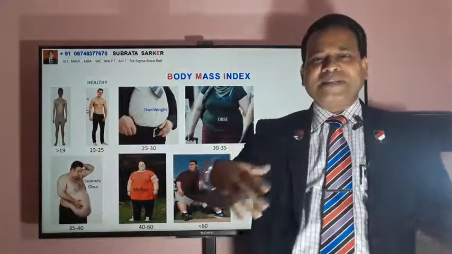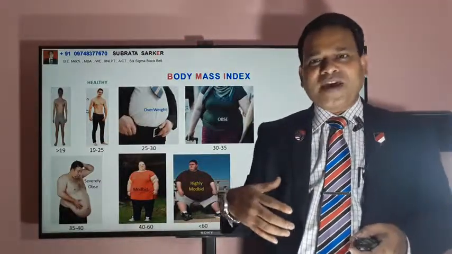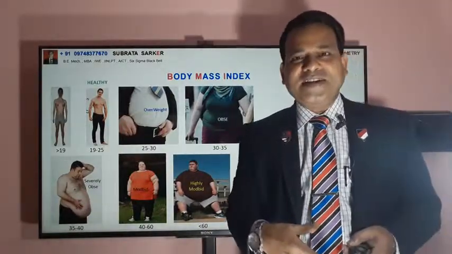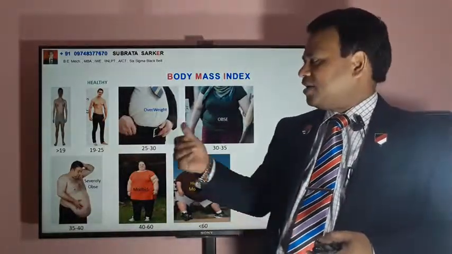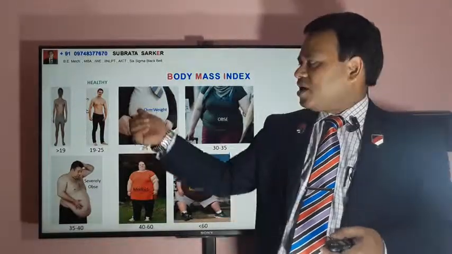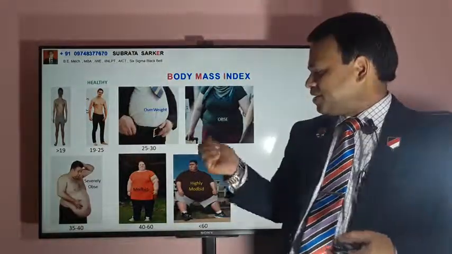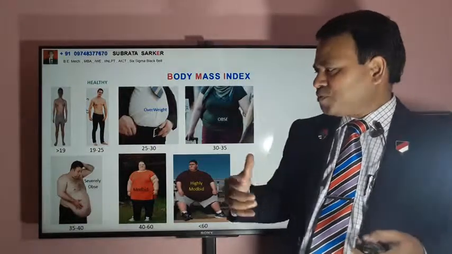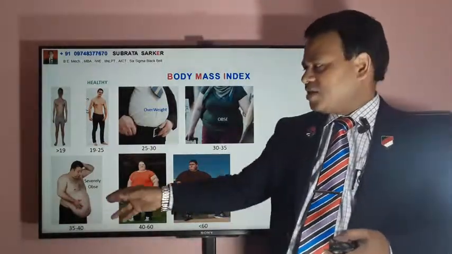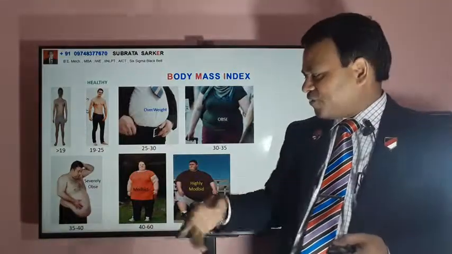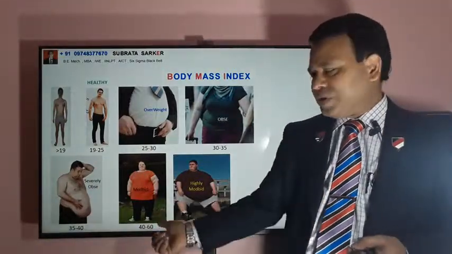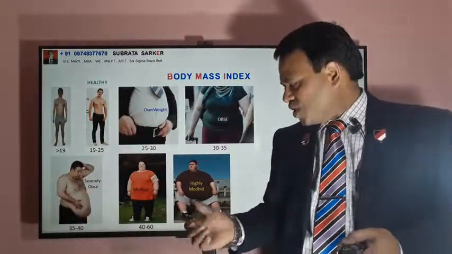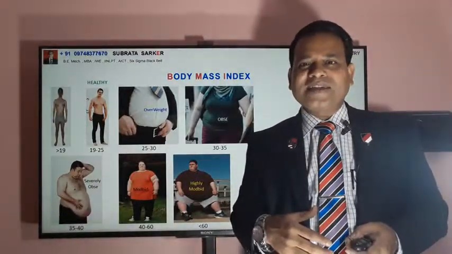If your body mass index ranges from 19 to 25, you are considered healthy. If it is less than 19, you are underweight. If it is 25 to 30, you are considered overweight. If your body mass index is between 30 and 35, you are obese. If it is 35 to 40, you are severely obese. If it is 40 to 60, it is morbid obese. And if your body mass index is more than 60, you are severely morbid obese.